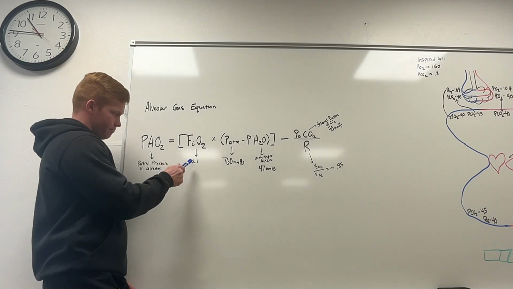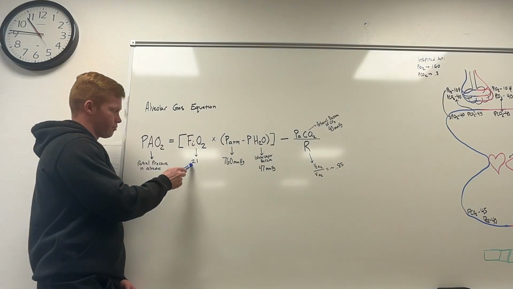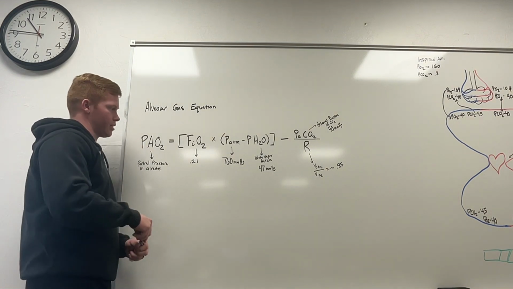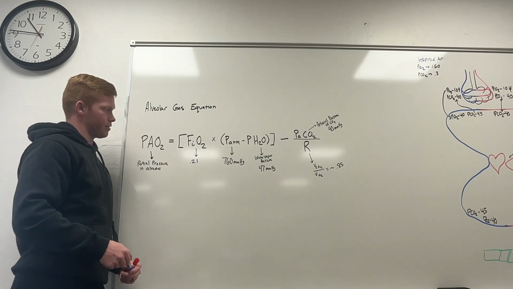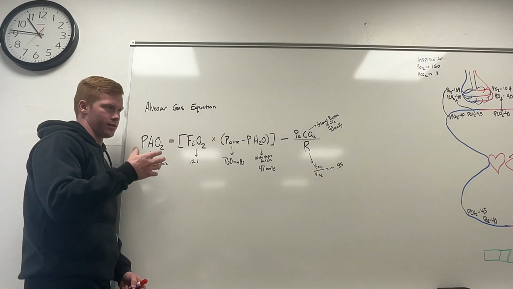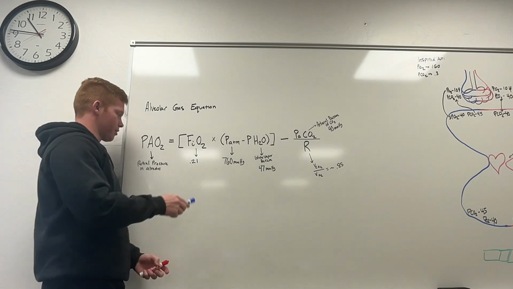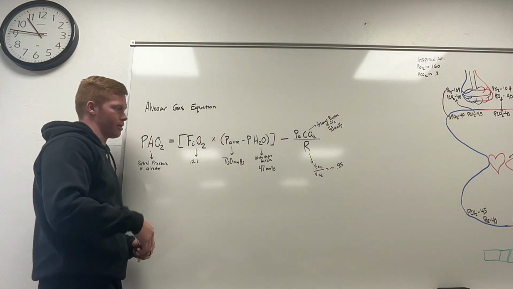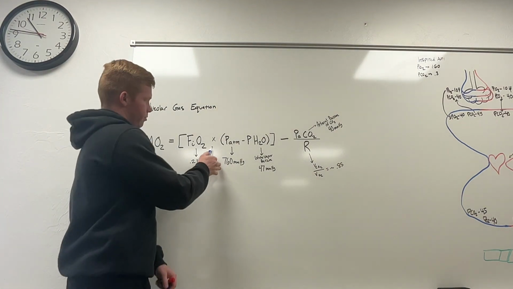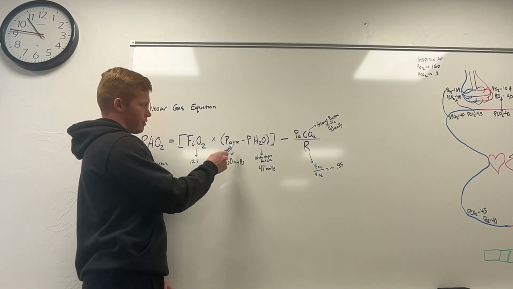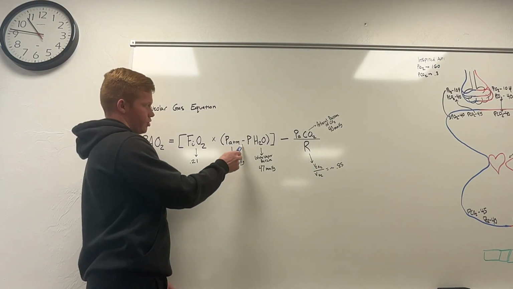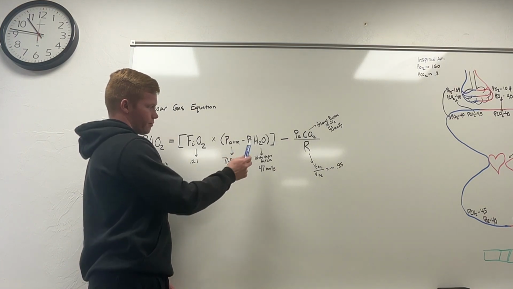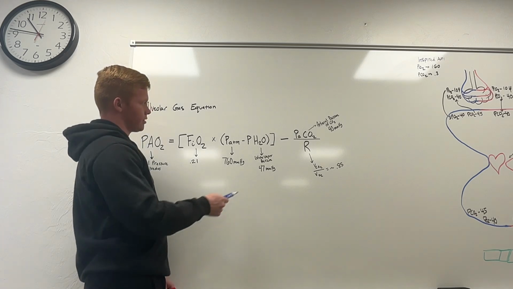That equals the fraction of oxygen in the atmosphere, which is usually 0.21. That can be higher if someone's on supplemental oxygen, but that's pretty much just the fraction of oxygen in the air coming into the lungs. And then we multiply that by taking the pressure in the atmosphere, which is 760, and we subtract from that the water vapor pressure within the lungs, and that's 47.